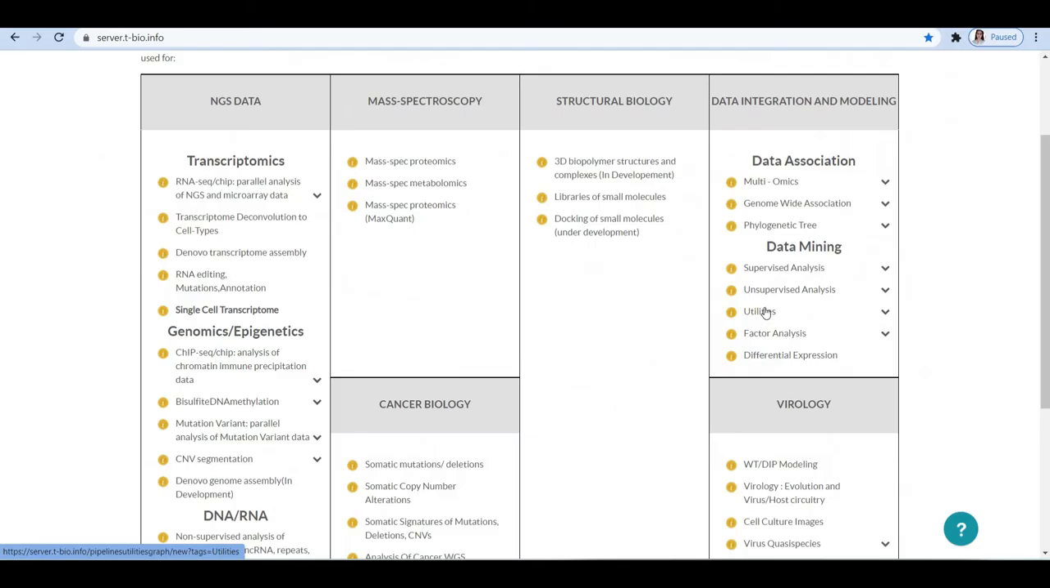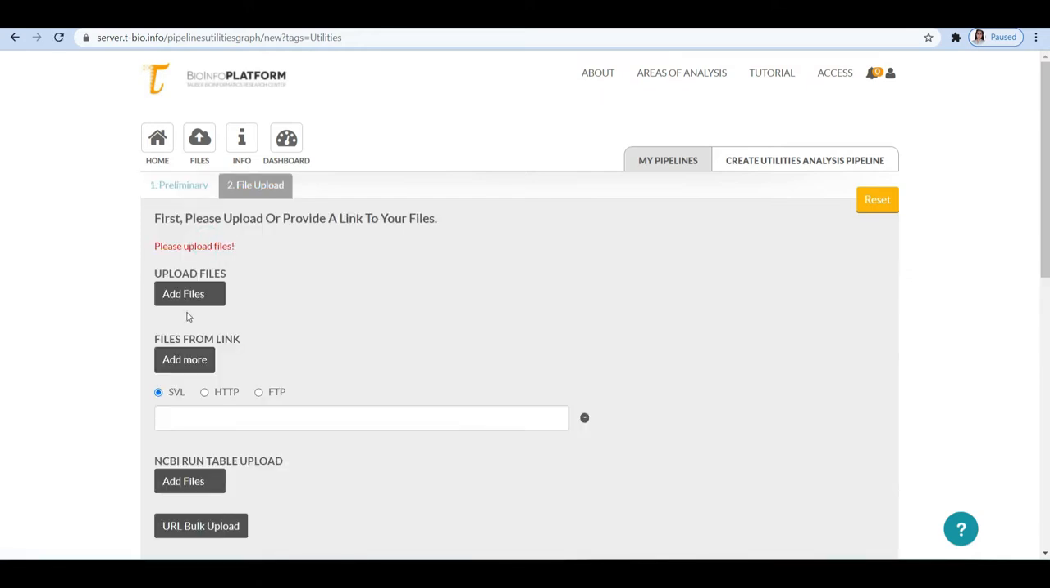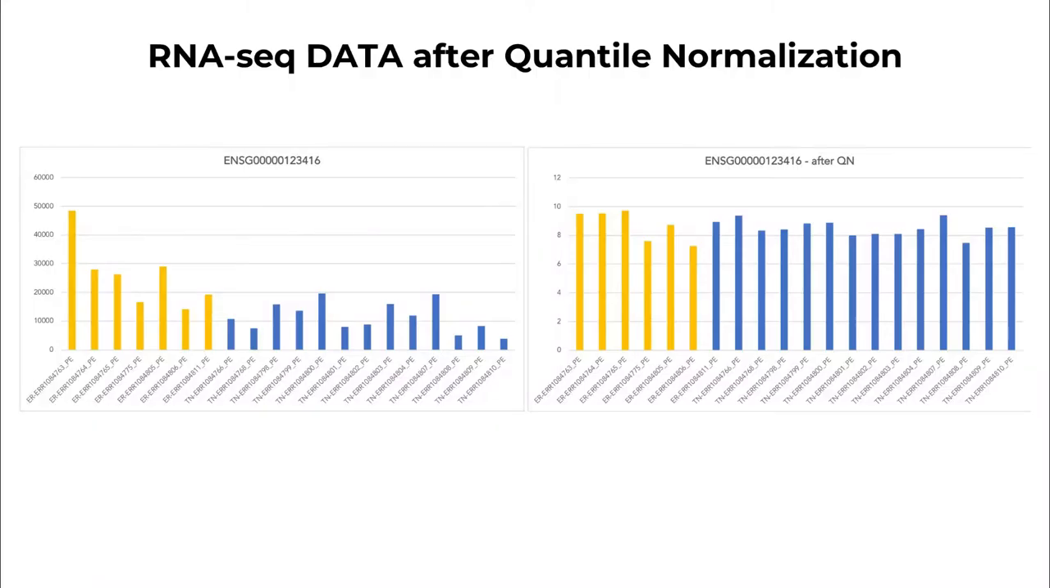A standard approach includes conversion of values to log scale and adjusting the distribution to account for technical variability of low expressed genes, aligning the mean of distribution between all samples in a set. On the T-Bioinfo platform, both of these can be done using the Quantile Normalization utility. This utility can be found on the main areas of analysis page.